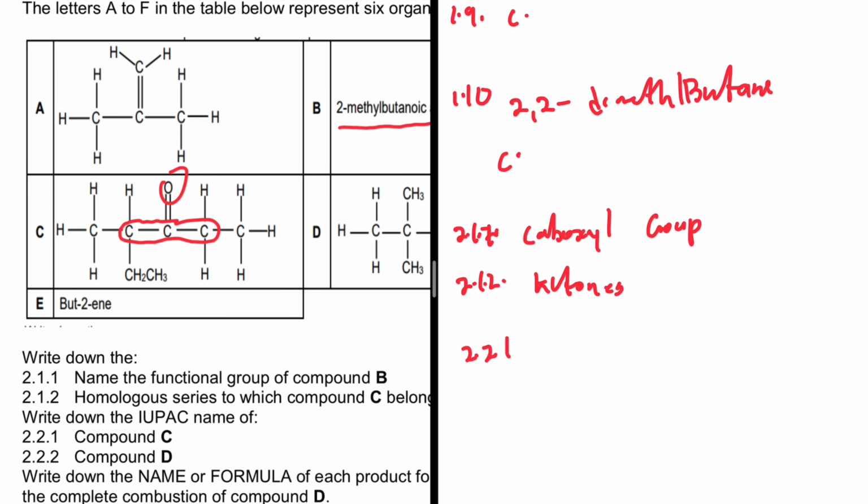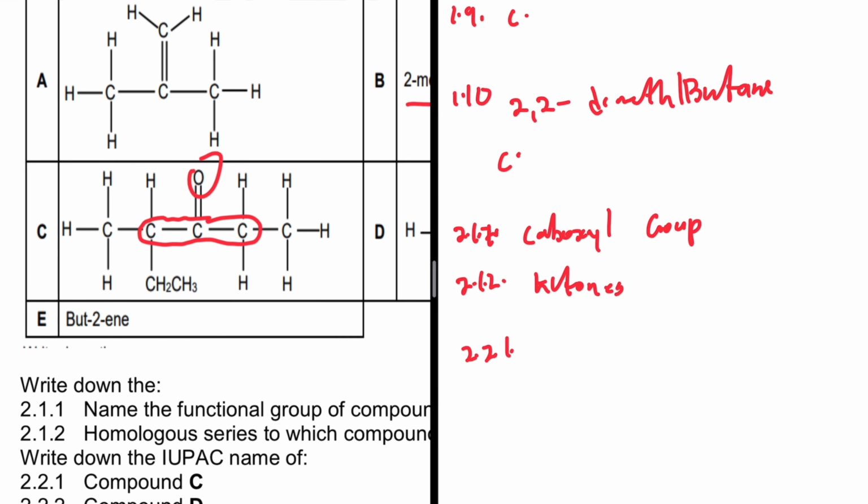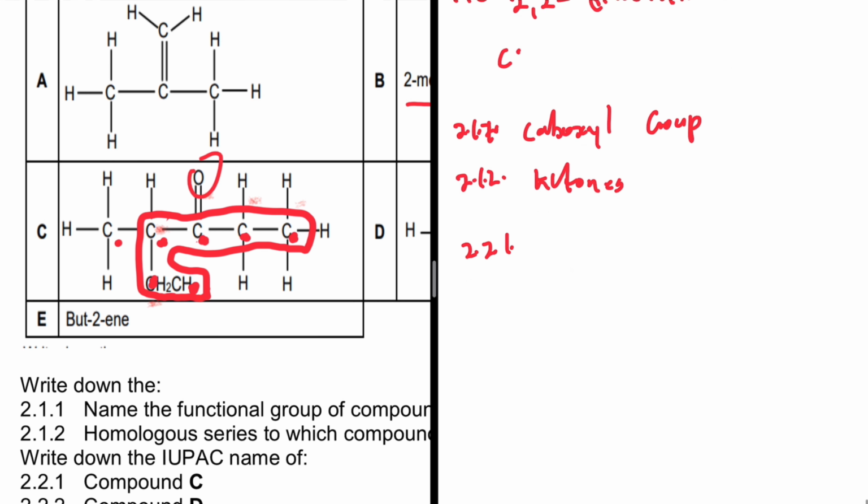And then 2.2.1, we're looking for the IUPAC name of C. We already know that C is a ketone. Now we're just looking for the longest carbon chain. So let's go ahead and see what is happening. So we have 1, 2, 3, 4, 5. Let's see if we have a longer chain. If we start here, we're going to have 1, 2, 3, 4, 5, 6. So this is clearly our longest chain, right? So which side is closest to the functional group? If we start from the right, we're going to have 1, 2, 3. If we start from the left, we're going to have 1, 2, 3, 4. So clearly we're starting from the right.